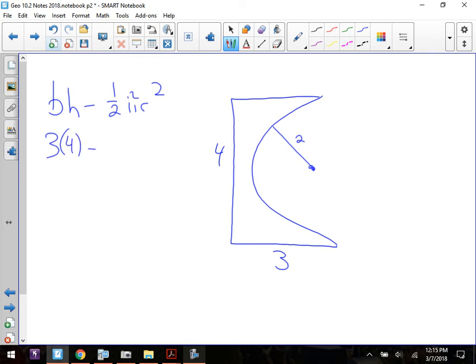And then we have to subtract out a 1/2 times 2 squared times pi. So we have 12 minus 2 pi, and again, obviously, you would press buttons in the calculator, you get 5 something, and go from there. Okay? All right. Take a second and try number 5. Do 5 real quick.